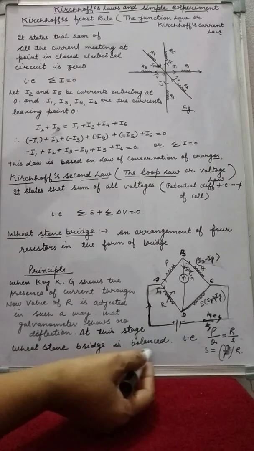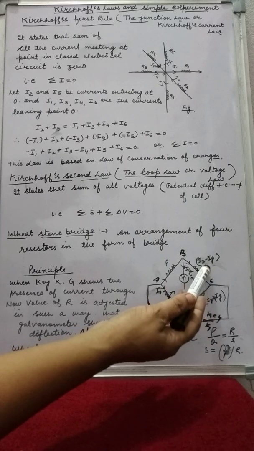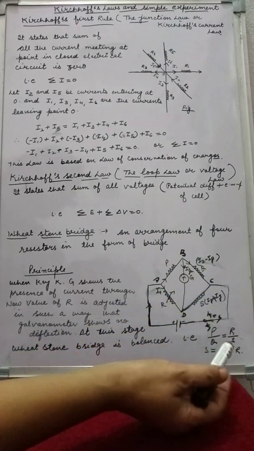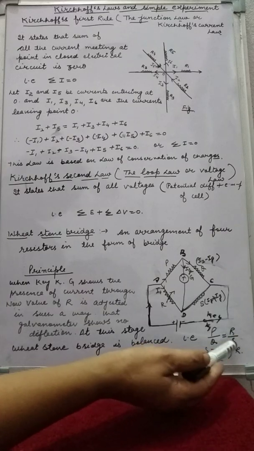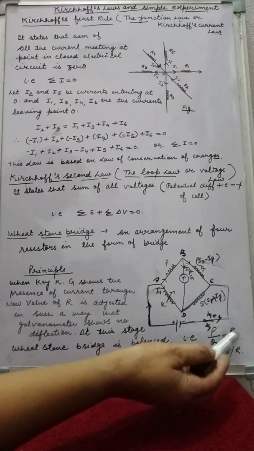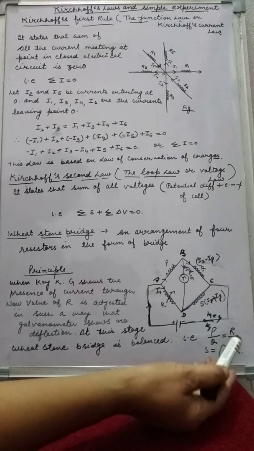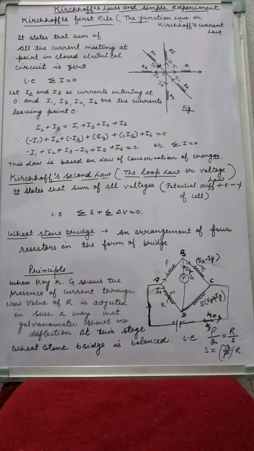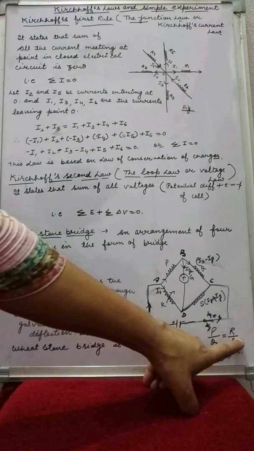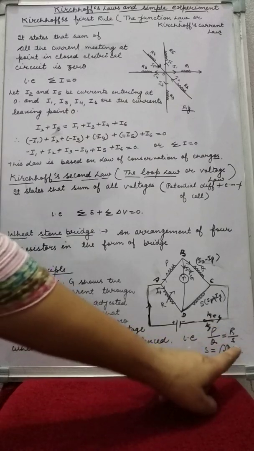So for the balanced Wheatstone bridge, the ratio of these arms P upon Q is equal to R upon S. Now from here P upon Q is equal to R upon S. Here R is the variable resistor, S is the unknown resistor. So from here S is equal to Q upon P into R. We have to calculate the unknown resistor S from here.